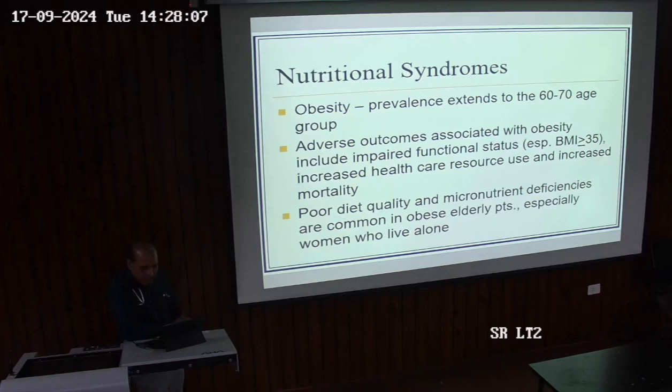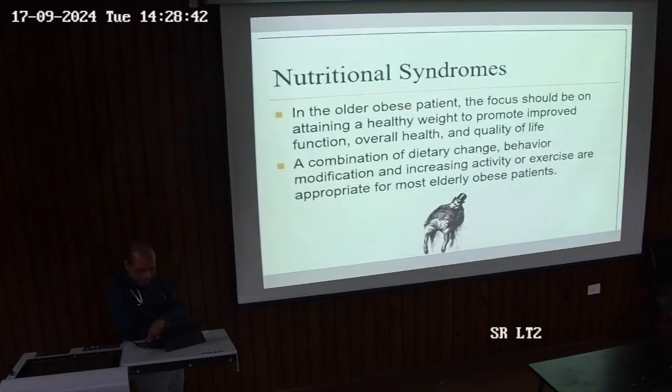So obesity, again, is another form of malnutrition. Usually the obese seem to have overeaten, but it is not like that. It is a form of malnutrition. The prevalence extends from the 60 to 70 age group. Adverse outcomes associated with obesity include impaired functional status, that is BMI more than 35, increased healthcare resource use and increased mortality. Poor diet quality and macronutrient deficiency are common in obese patients, specifically women who live alone.